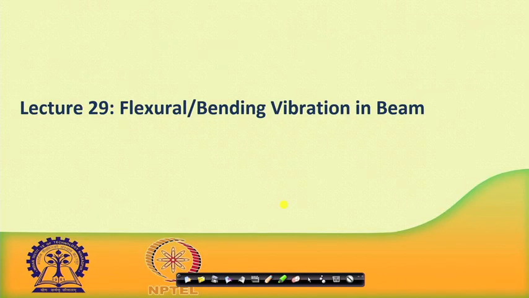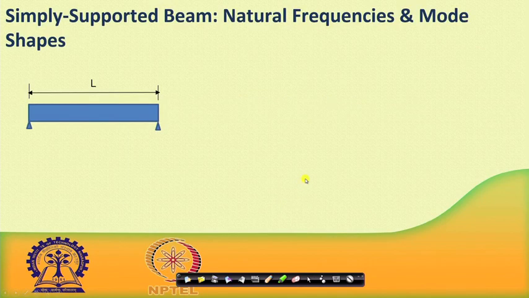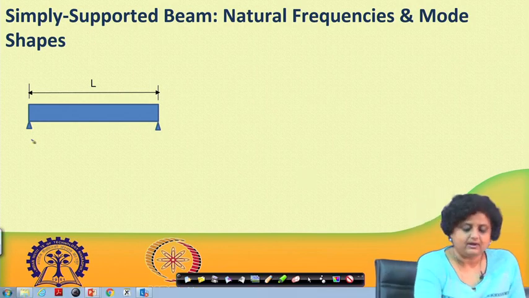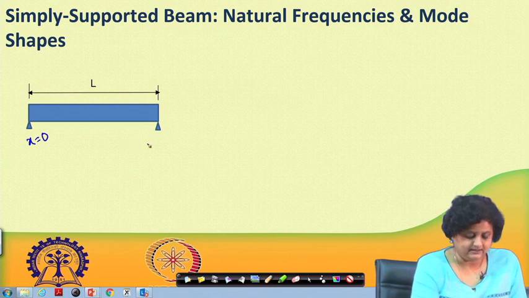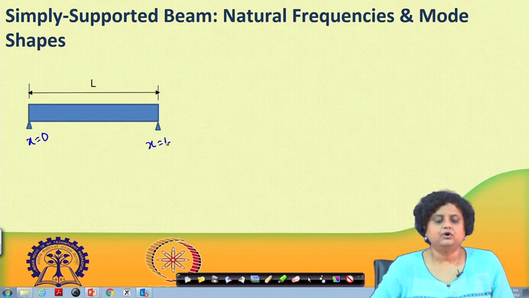In the last lecture we have found out the generic expression for mode shape. Now, we are going to solve that for different boundary conditions. So, first the simplistic case of a simply supported Euler-Bernoulli beam is considered. Both the ends, at x equal to 0 and x equal to L, are simply supported, that is, it is free to rotate, but the transverse displacement is not allowed.